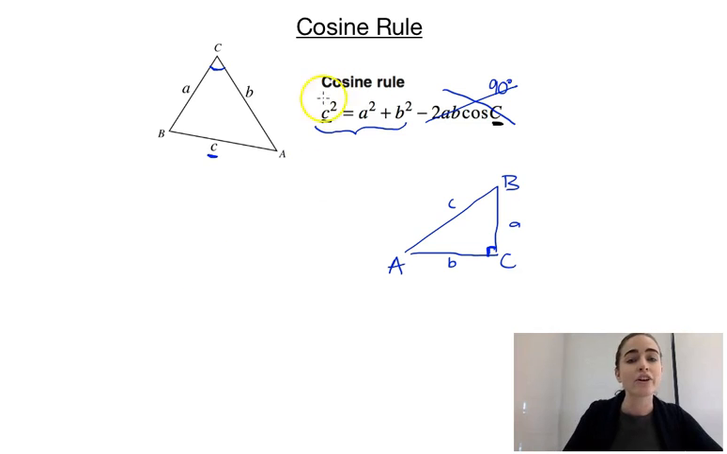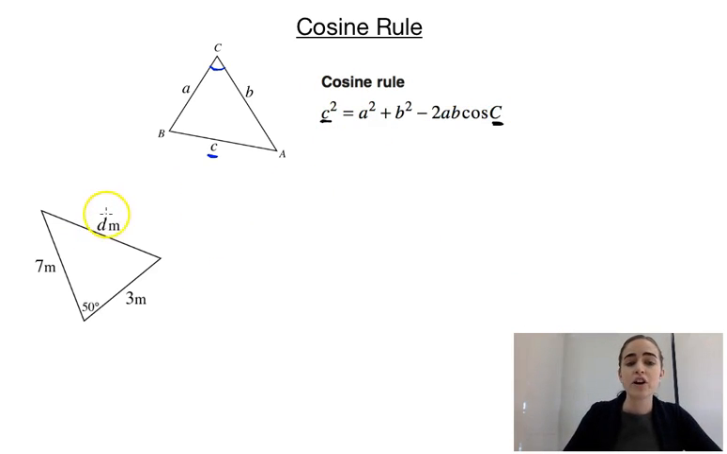All right, let's have a look at the cosine rule with a triangle that's not right-angled. So in this example, we're trying to find the value of d. Now, our d is already opposite that angle 50. If we weren't given the angle opposite, we would have to find it out. But it is, so that's going to be our little c and our capital C.